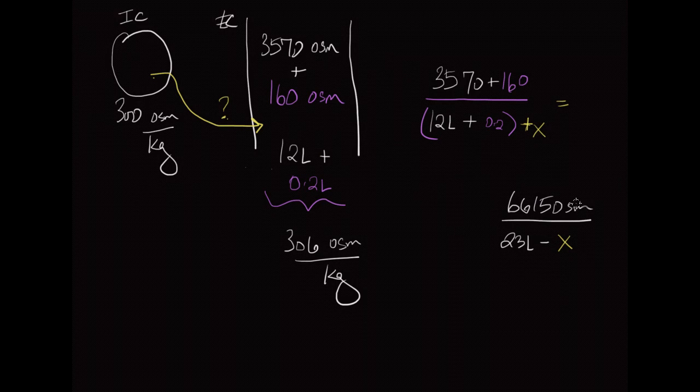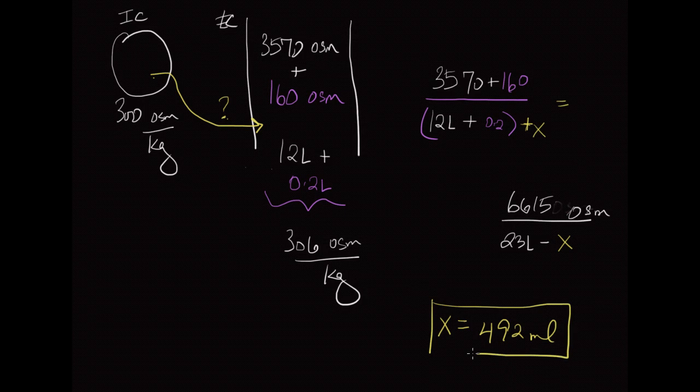Let me clean this up so you don't get confused. It's 6,615 osms. There we go, that's clearer. So let's solve for x. And so I've already done that for you. We don't have to go through the cumbersome calculations. It turns out that x equals 492 mLs. Now let's talk about this briefly.